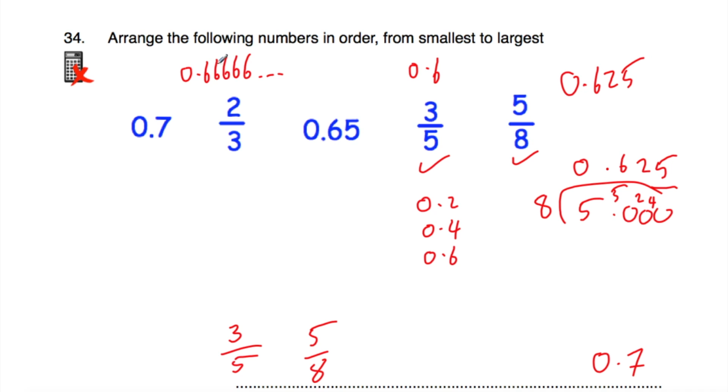Okay, now let's look at hundredths again. 6 hundredths and 5 hundredths. So 5 hundredths, that's our next smallest, 0.65. And then our 2/3 is 0.666. That's got 6 hundredths. That's bigger than our 0.65. So that's it. We've arranged them in order: 3/5, 5/8, 0.65, 2/3, and 0.7. And that's it. We've arranged the numbers in order from smallest to largest.